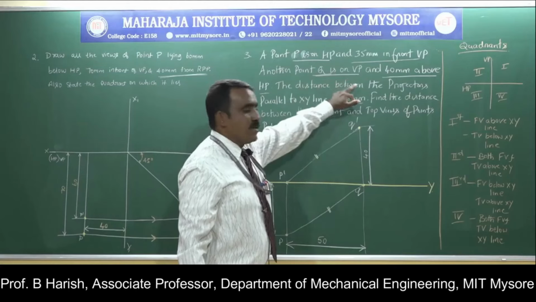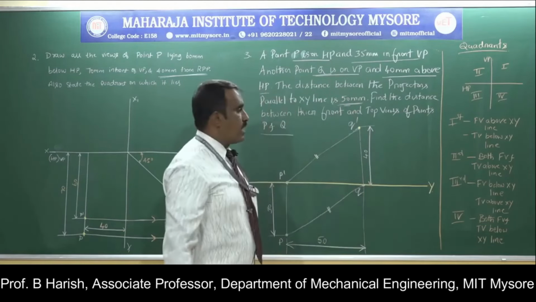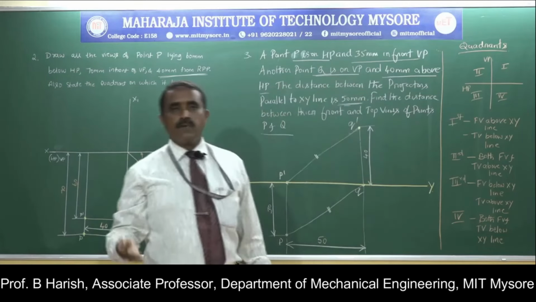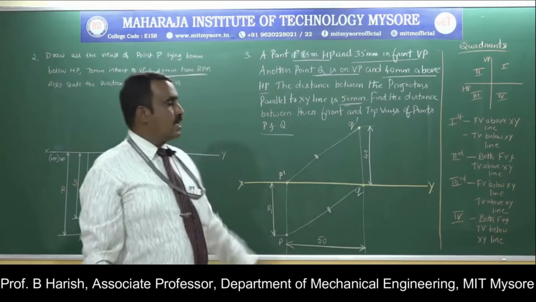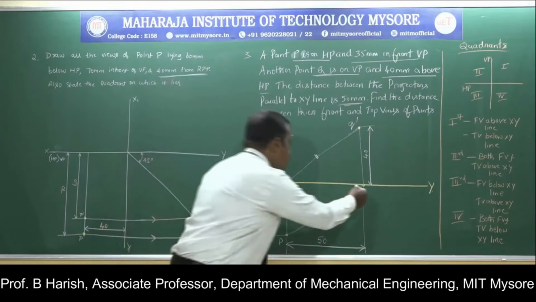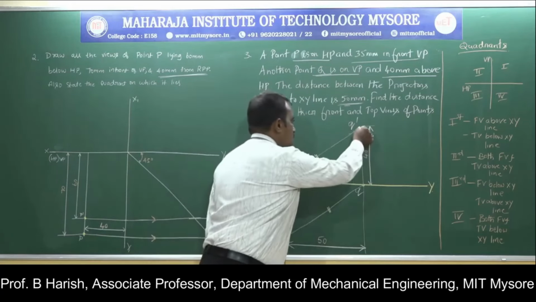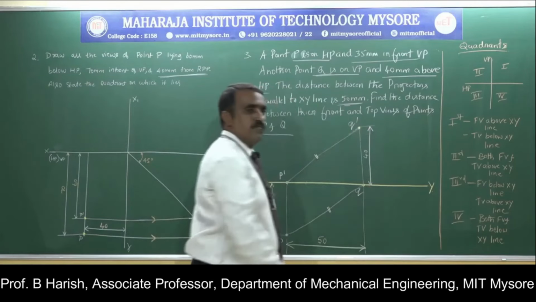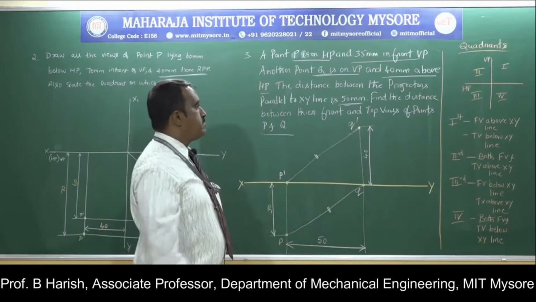Point Q is on VP, so here you will get the projection on your XY line. It is 40 mm above HP. Above HP means it will always be above the XY line, and in front of VP means it will always be below the XY line. So from this point Q, you measure a distance of 40 mm. There you will get the projection of one more point, that is Q dash and Q. So I have drawn the projections of the two points P and Q.